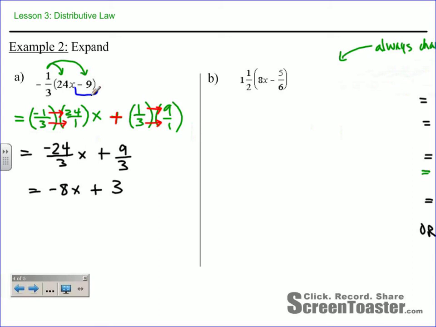Okay, let's take a look at the next example, B. You've got 1/2 times 8x minus 5/6.